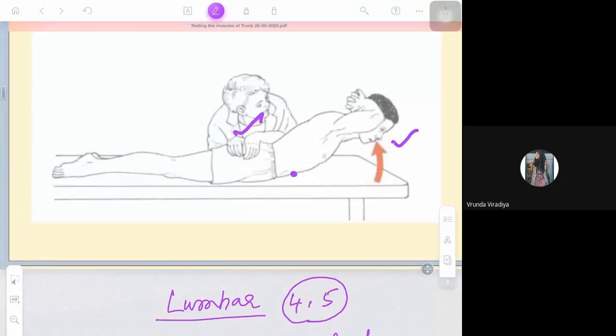And what instruction will you give? You will instruct the patient to raise from the table as much as he possibly can. Clear? If he can hold the position, then it is 5. If he cannot hold the position, then muscle power is 4. Simple. Clear?